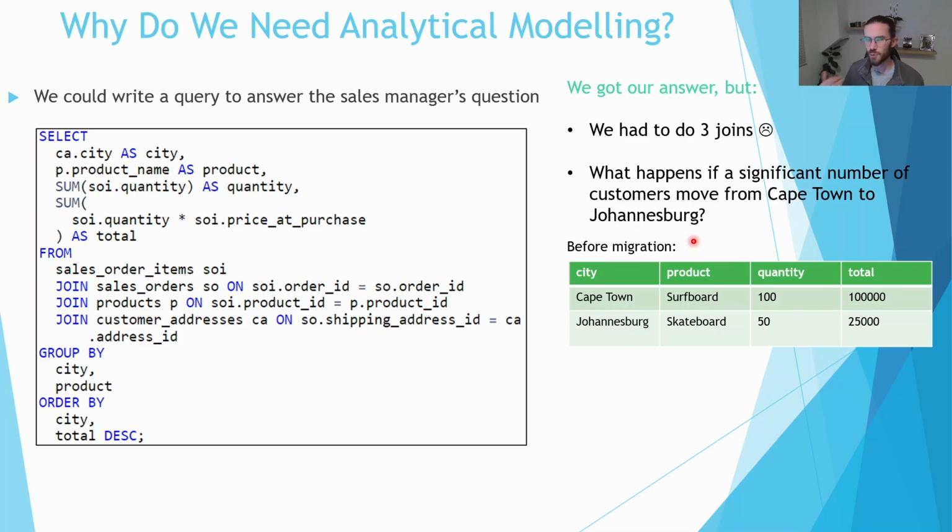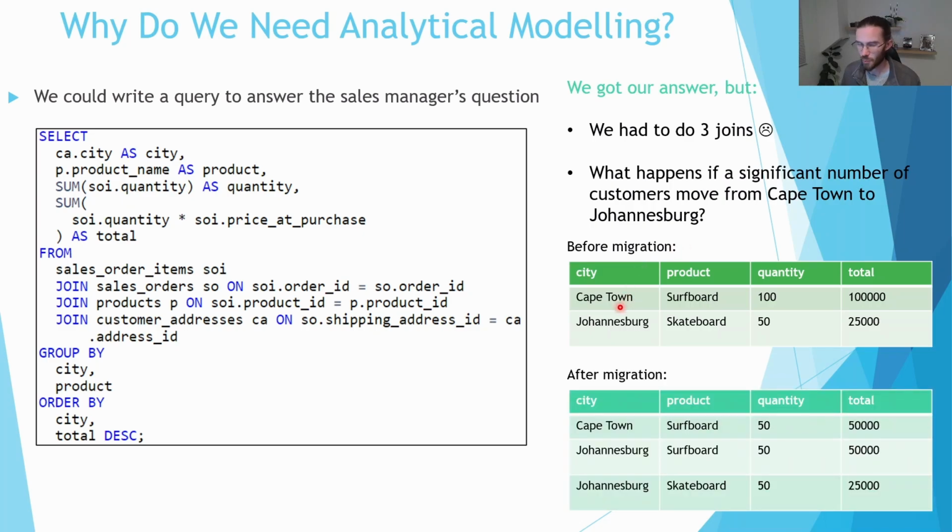But now imagine what happens after the migration, and then our sales manager asks us the same question again, or we run this query again. Well, we would see something weird happen, right? We would see that a whole bunch of surfboards are appearing in Johannesburg because our customers updated their addresses. So now the customers who were in Cape Town are now in Johannesburg, and their product of choice was a surfboard. We suddenly see that a whole bunch of surfboards went to Johannesburg.